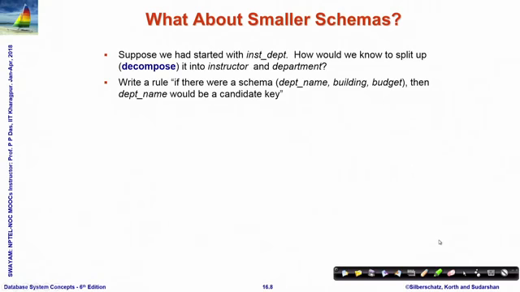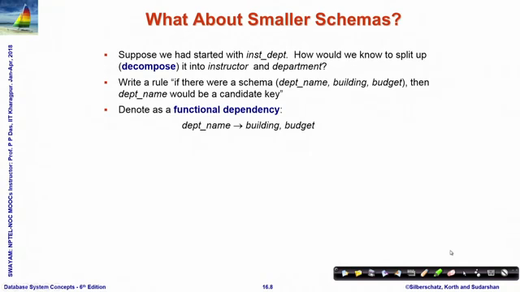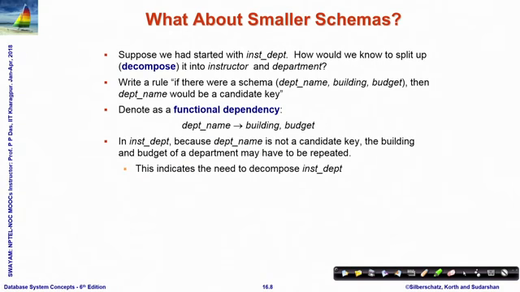We write it as a rule that if there is a schema department name, building, budget, then department name would be a candidate key. And we write this observation that if two records match on the department name, they must match on the building and budget. Very loosely, we will come to the formal definition, we call this the functional dependency. We say that the building and budget are functionally dependent on the department name, and that is a situation where we can split this inst dept and create a smaller relation, because department name is not a candidate key in the inst dept relation.